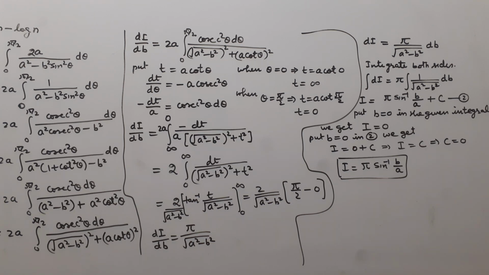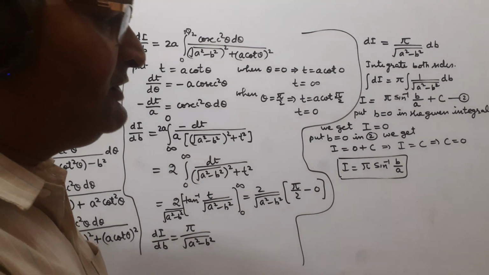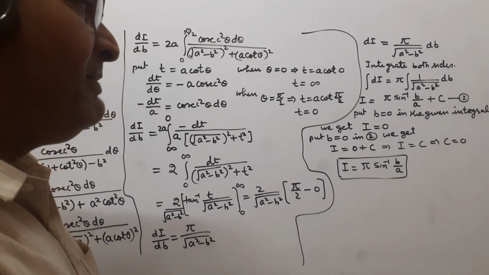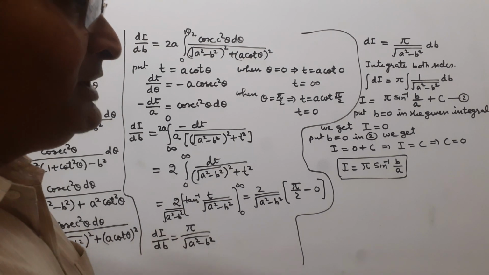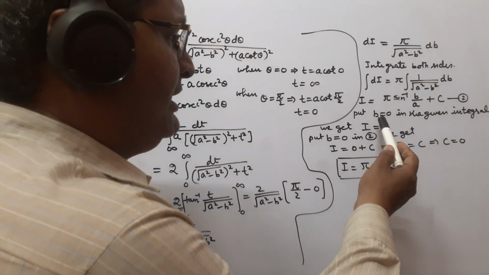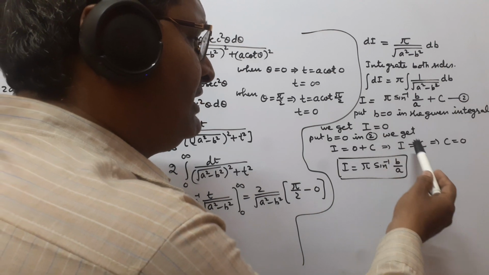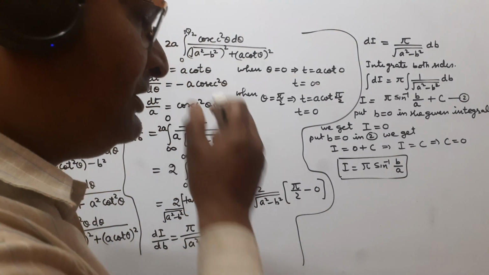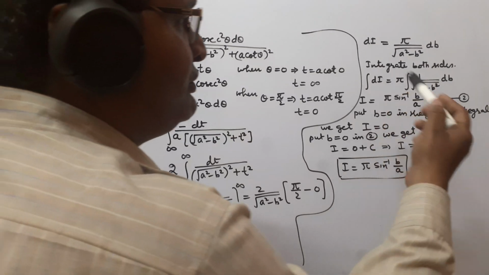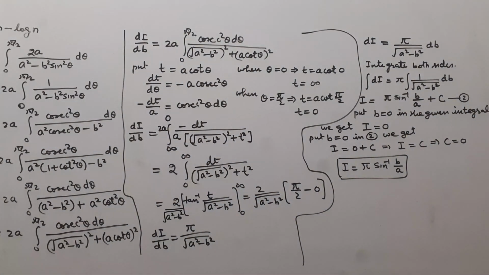Now we put b is equal to 0 in the above equation 2. On the right hand side, when we put b is equal to 0, we get sine inverse 0 by a, that is sine inverse 0, and we know that sine inverse 0 is equal to 0. 0 multiplied by pi is 0. So I is equal to c here, and at b is equal to 0, I is equal to 0, so we can write c is equal to 0. When b is equal to 0, c is equal to 0. Now we put c is equal to 0 in the above integral, so we get I is equal to pi sine inverse b upon a. Thank you.